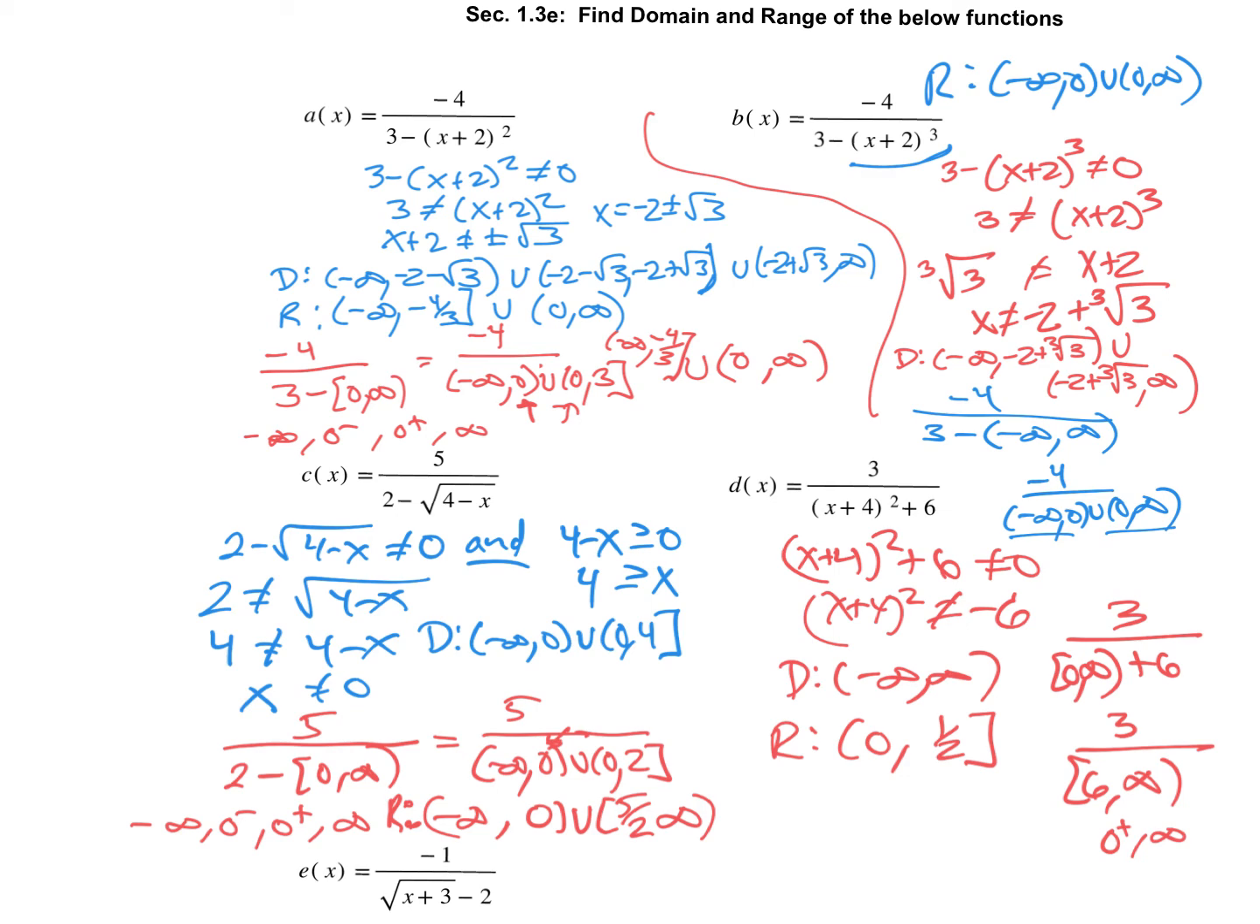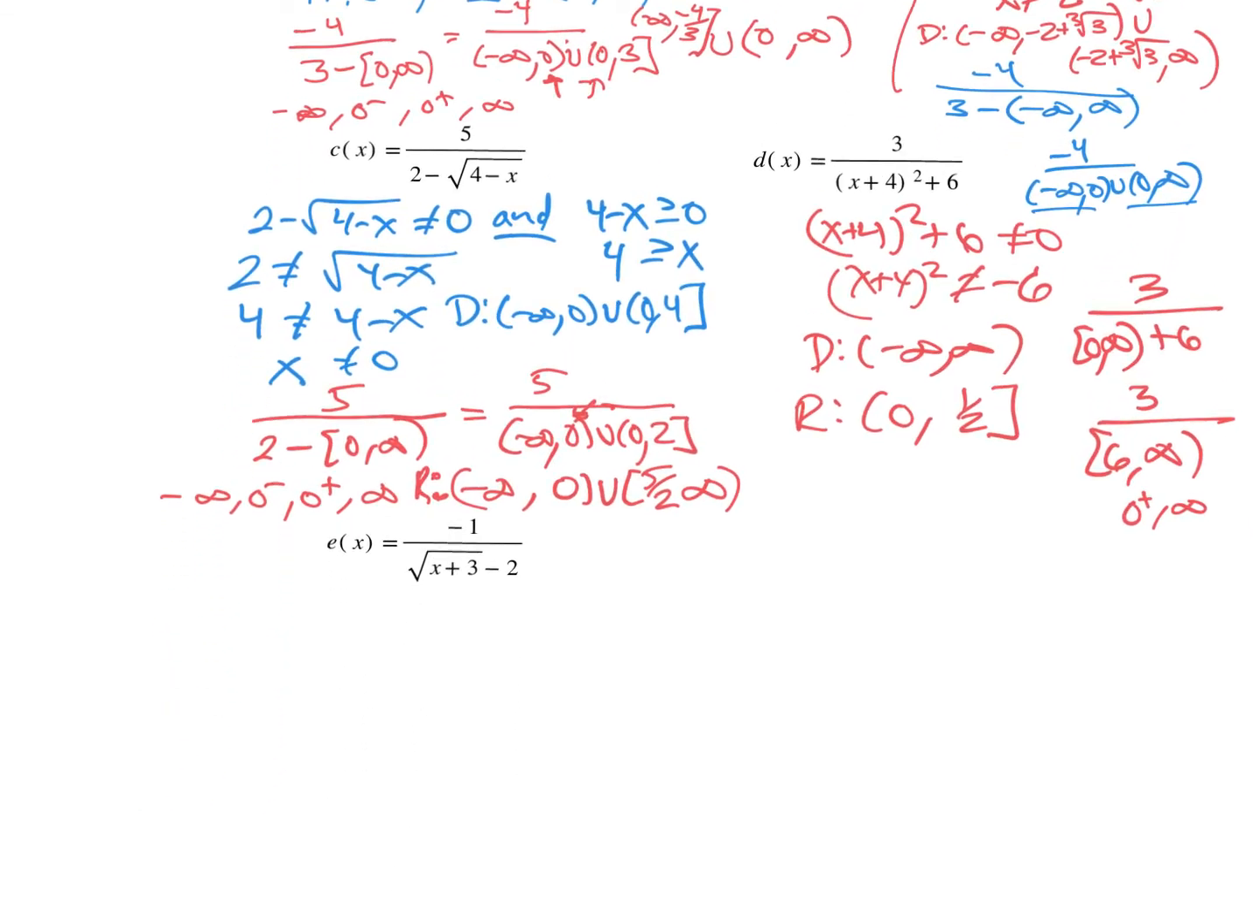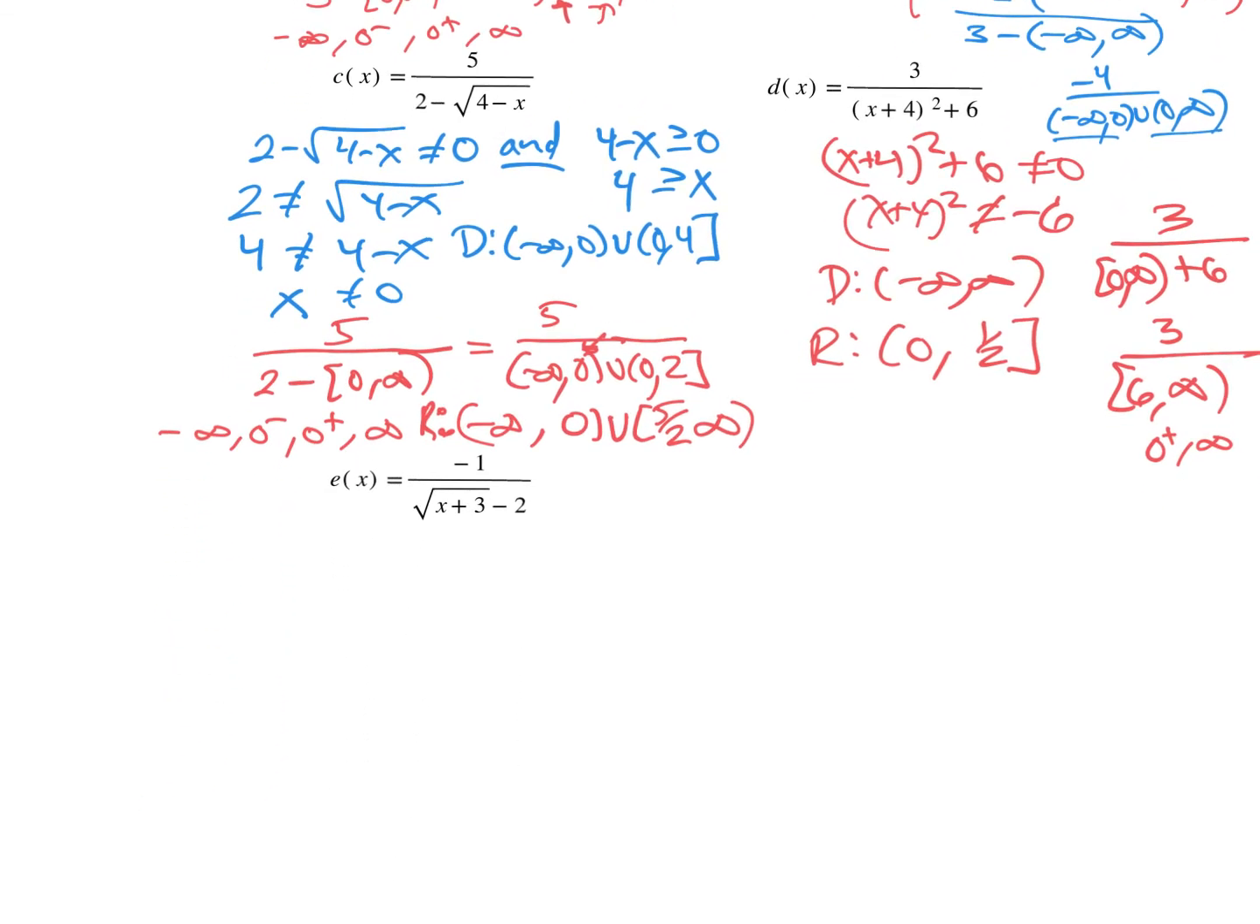All right, last one. Let's look at this one here, kind of similar to C. So E of x, so again, let's deal with the denominator. First thing that I notice is I can't have a denominator 0, but I also have a square root. Oops, this is plus 3. I also need x plus 3 to be greater than or equal to 0, or x greater than or equal to -3.